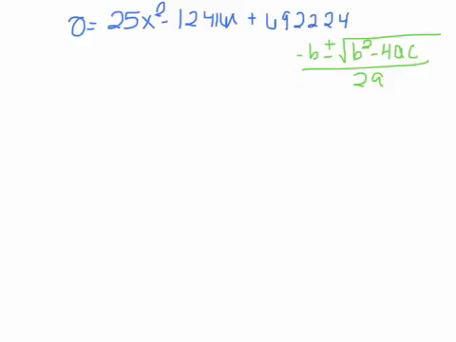Now that I have a quadratic equation, I'm going to use the quadratic formula because I am not going to attempt to factor this and find all the factors of this number right here. So the opposite of b. So I have a positive 12,416 plus or minus. I took this number right here, which is b, and I squared it.